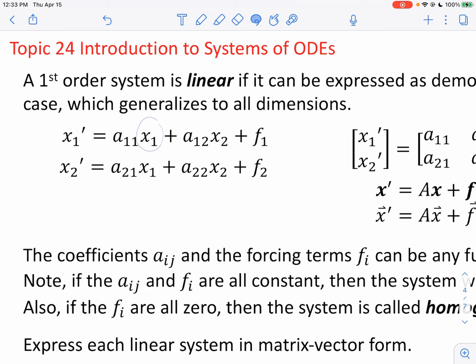So some sort of coefficient times the first dependent variable plus some sort of coefficient times the second dependent variable. And since this is a planar system, there's only two dependent variables. And then plus potentially some other function off here on the side. And same thing is true for x2 prime. It's some sort of coefficient times the first dependent variable plus some sort of coefficient times the second dependent variable plus some sort of function over here.